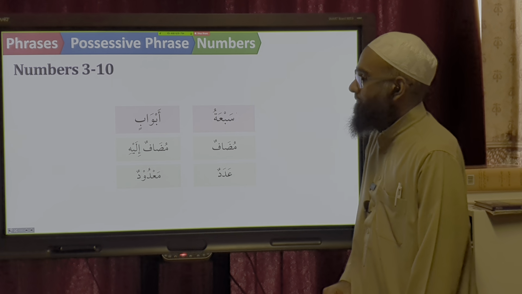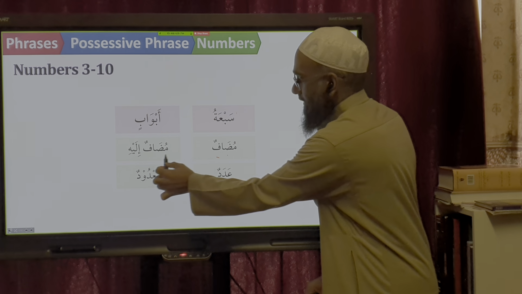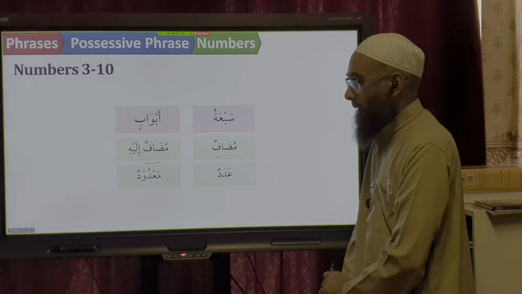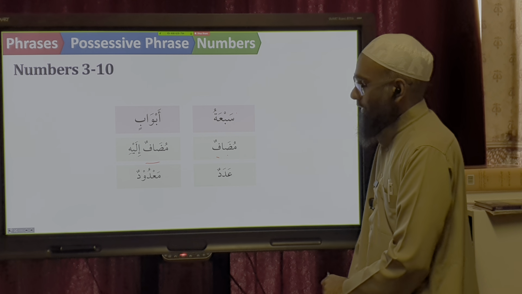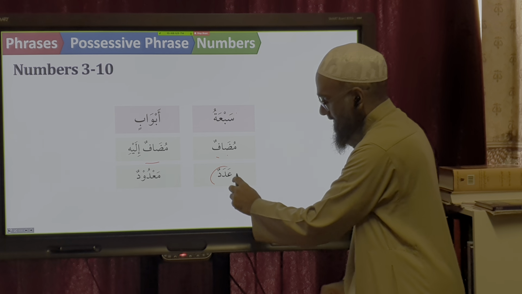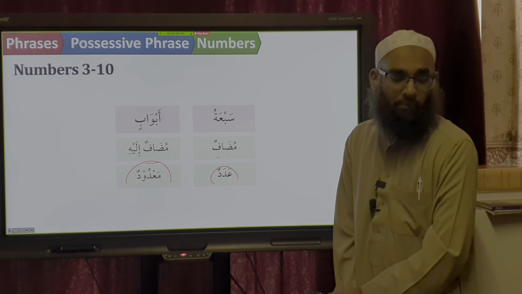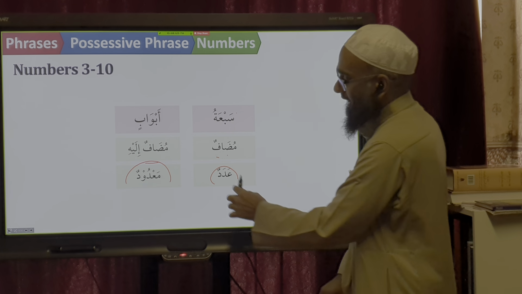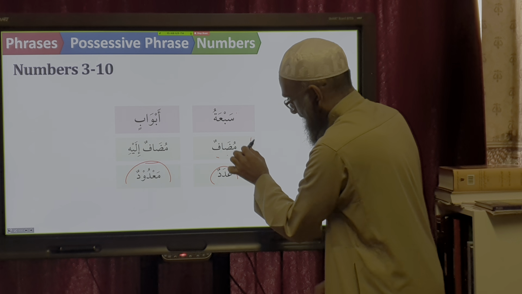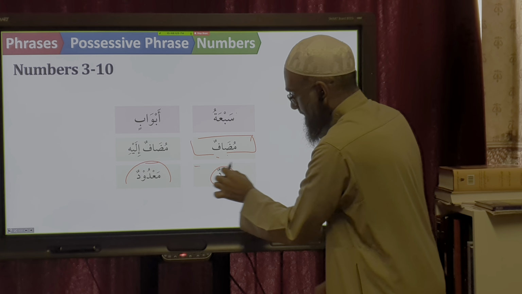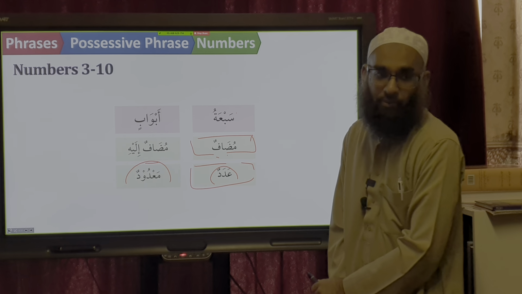So how do you do tarkib? You say sab'atun is mudaf and the mudaf ilayhi is abwab. What's the number? Sab'ah. And what is the thing you're counting? The abwab. So you do tarkib. It's not like this is the same phrase, same slot; you have to label them separately. Okay? Do you understand?